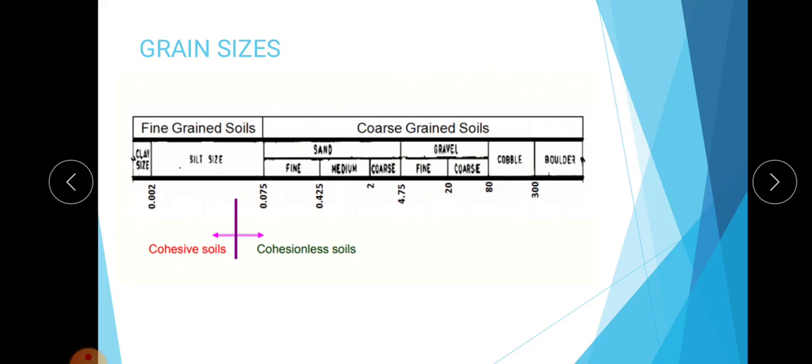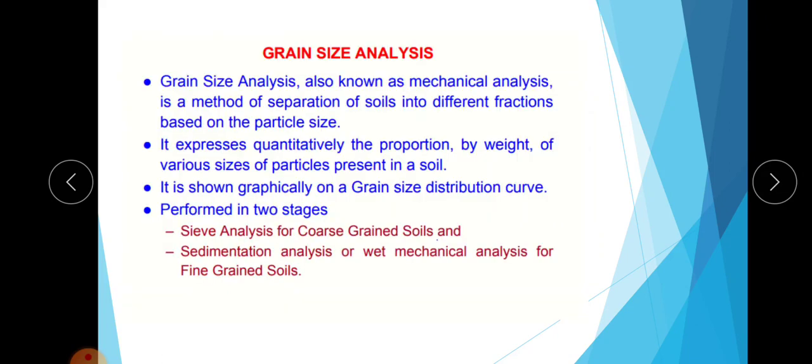So we have discussed grain shape and grain size. Next we can discuss grain size analysis. I will put this in the next video.